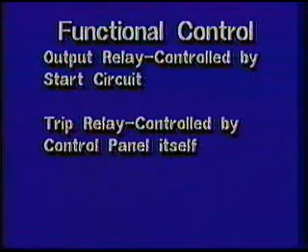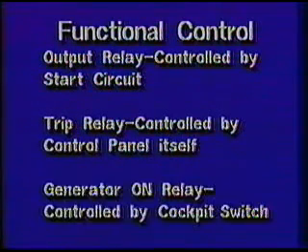The trip relay is controlled internally by the control panel itself. As we will see in a few minutes, fault circuitry within the control panel will open this relay if any malfunctions are sensed. The generator on relay is controlled by the generator switch in the cockpit. This relay will only close when the generator switch is in the on position.